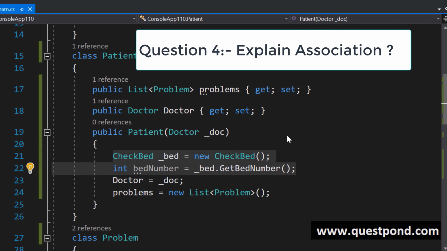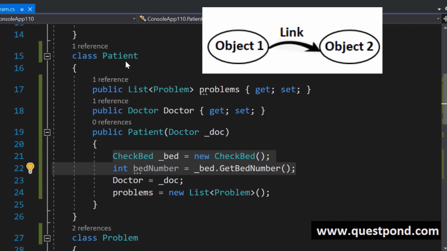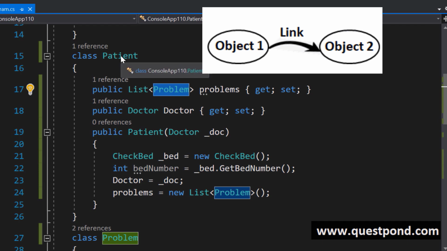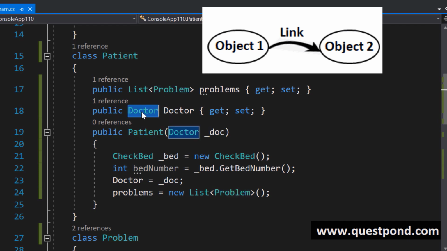So association says that there is a link between the objects. For example, you can see a patient is linked with problems. Yes, it is an association. A patient is linked with a doctor. Yes, it's an association. But you can see this patient is also using a check bed object here, which checks if there is a bed, and it gets a bed number.